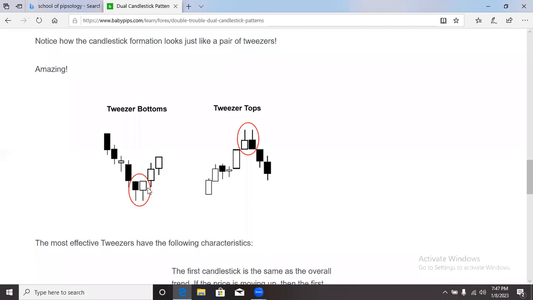Now this is what they call the tweezer. As you can see, it's a bottom tweezer. This is also a reversal candle pattern. When you see it like this, you should know that it's always two. They form like this, with a small body and big wick. When you see them forming in a downtrend, it's saying that the trend is about to reverse. When you see them in an uptrend, it's saying that the trend is about to reverse. This is the tweezer. They call it a tweezer, but like I said, you can give it any name.